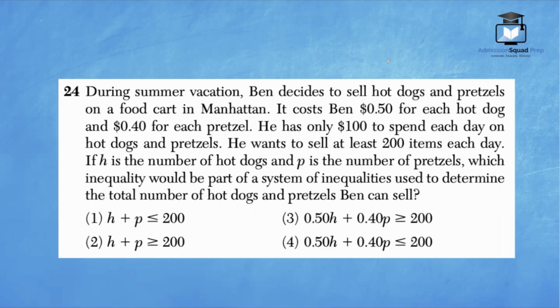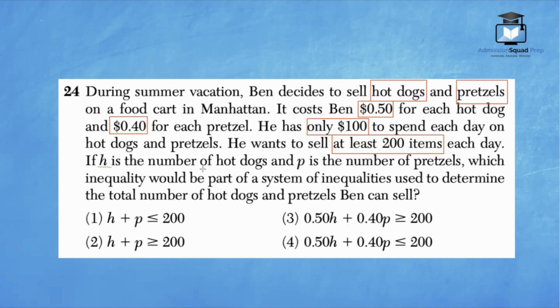For question 24, we have a real world system of inequalities. Let's annotate the word problem together. During summer vacation, Ben decides to sell hot dogs and pretzels. On a food cart in Manhattan, it costs Ben 50 cents for each hot dog and 40 cents for each pretzel. He has only $100 to spend each day on hot dogs and pretzels. He wants to sell at least 200 items each day.